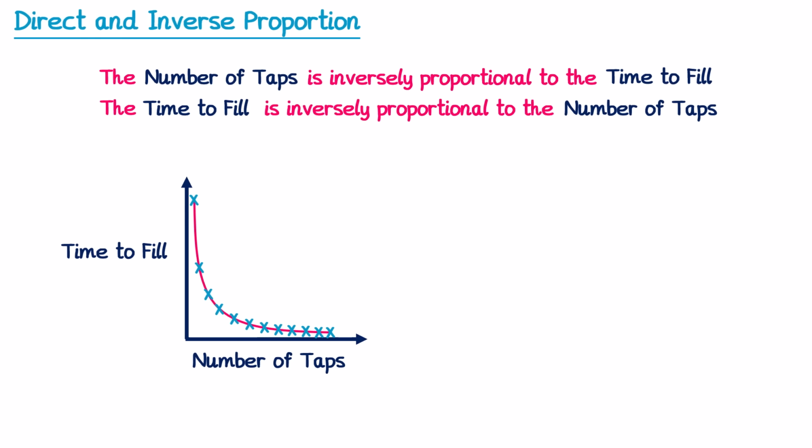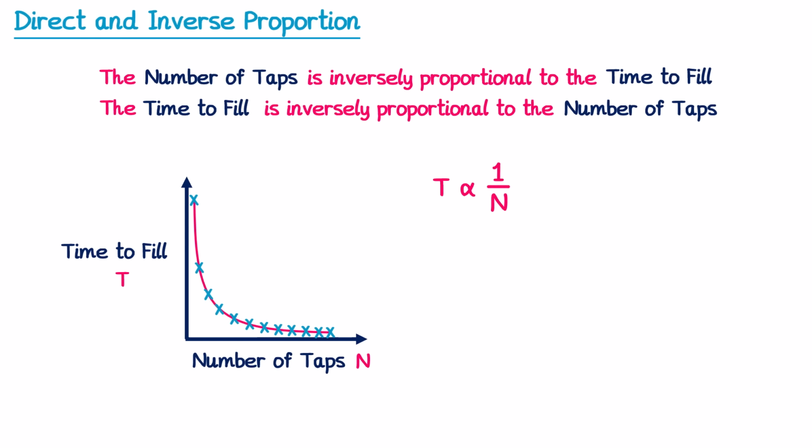If we use algebra to describe the relationship here, the number of taps is going to be n, and the time to fill will be t. So we could have t is proportional to, now rather than being proportional to n when it was directly proportional, it's going to be proportional to its reciprocal, 1 over n.